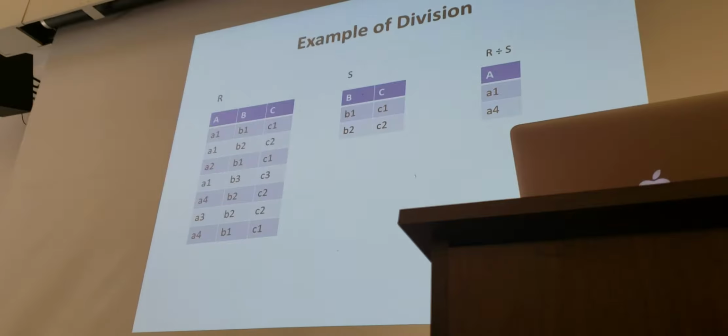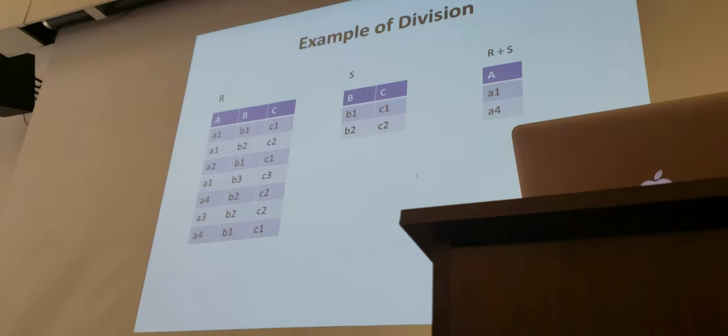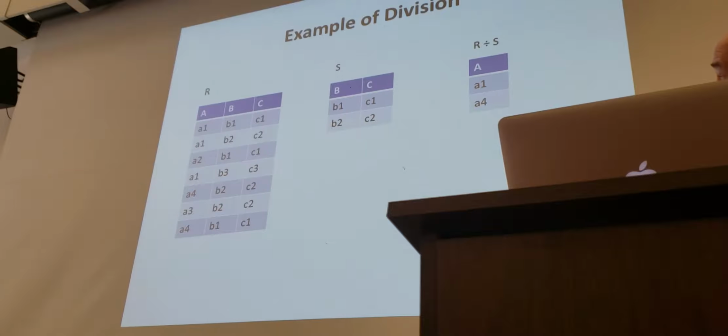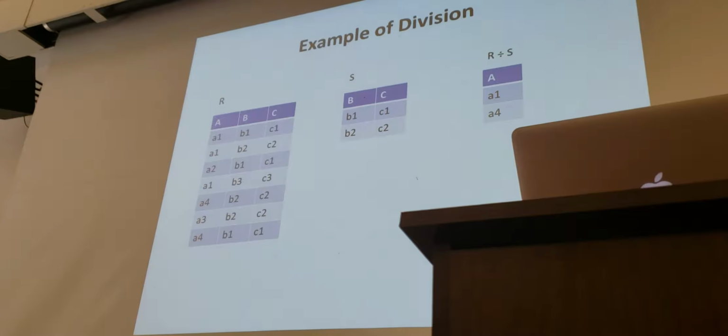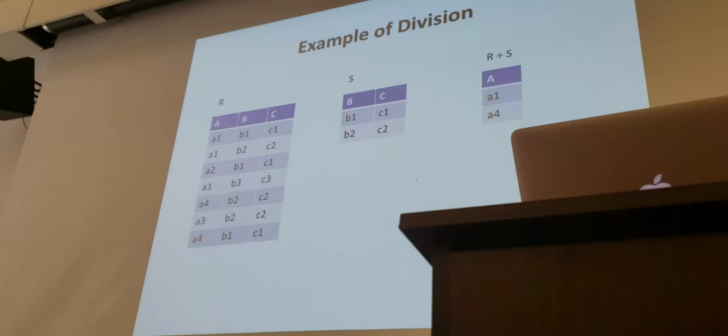Is there an A4, B1, C1? Yeah. It's the last tuple. A4, B1, C1 appears, but that's not good enough. Is there an A4, B2, C2? Yep. It's the third from the bottom, A4, B2, C2. So my answer is going to be A1, A4. It's basically going to be, give me all the A's for which I can fill them out with the BC that's given there. Every single one. And that's what division does. It's like for all. Drinkers who like all the beers.